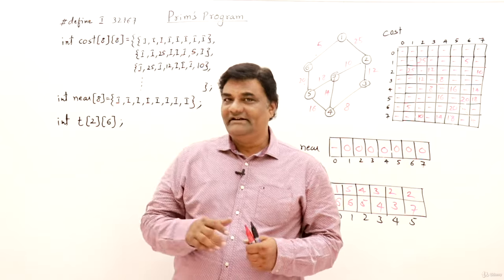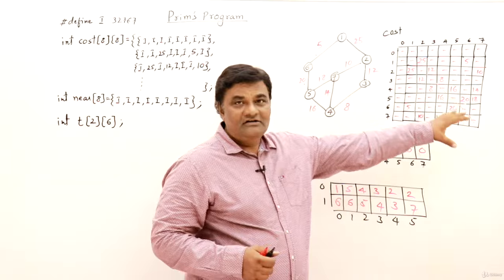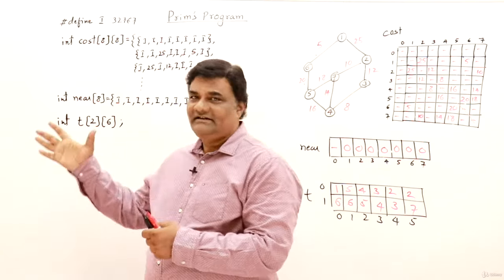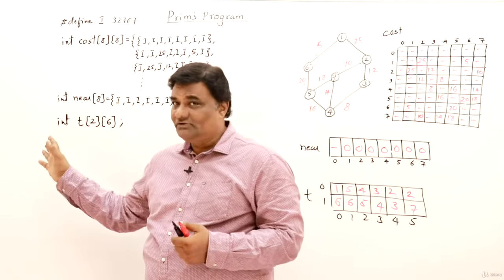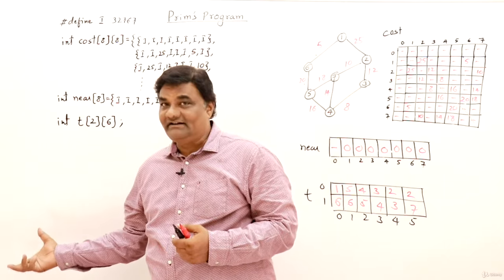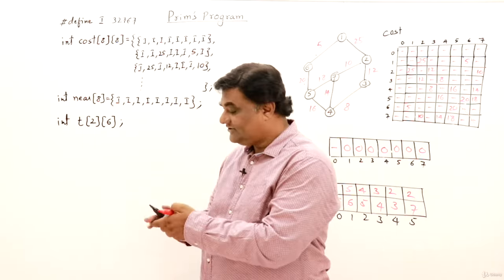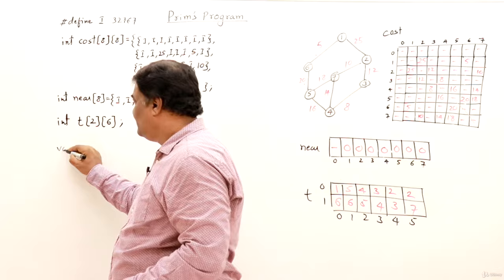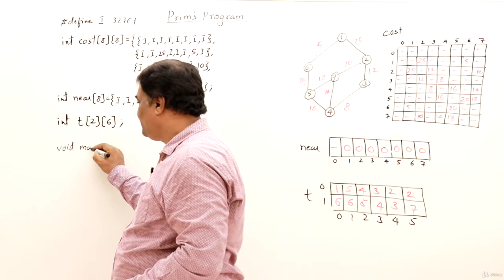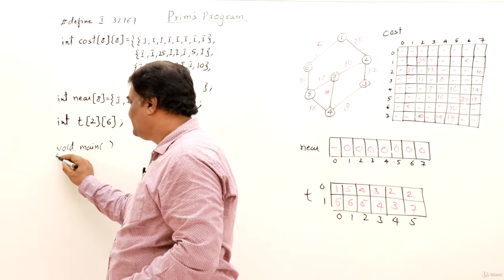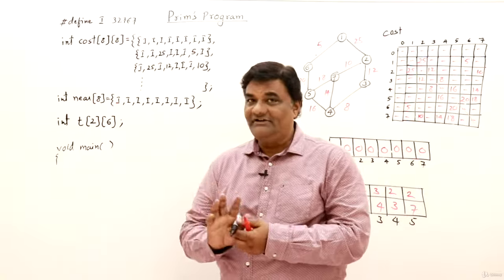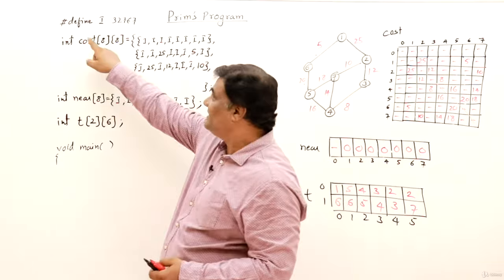So here I have taken data structures. This is a cost adjacency matrix. I am declaring them as global variables. So there is no main function yet. It has not started. So this is outside the main function. So main may start from here. Let us say void main or int main, whatever it is. Okay. So here is the main function. Before the main function I have defined some things. Let me show you what I have written.